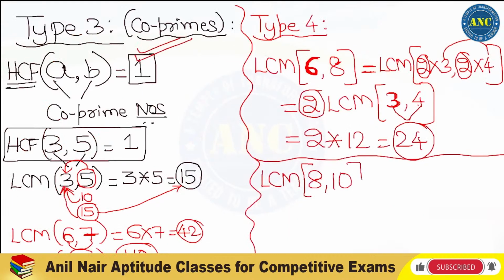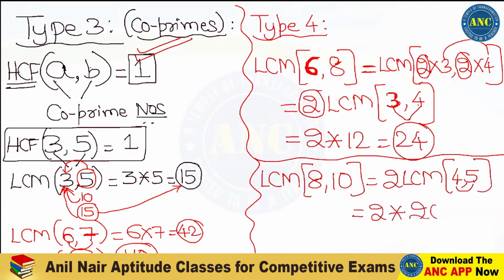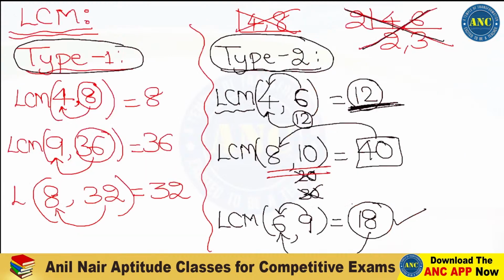LCM of 8 comma 10. Again, 2 is the common factor. Take it outside. This will be 2 into 4 is 8, 2 into 5 is 10. Inside the bracket, they will always be co-prime. It is 2 multiplied with 4 into 5, which is 20. 2 into 20 is 40. This is exactly what you got in type 2 also. If you want, you can definitely cross check it. I hope the concept of LCM is very, very clear.